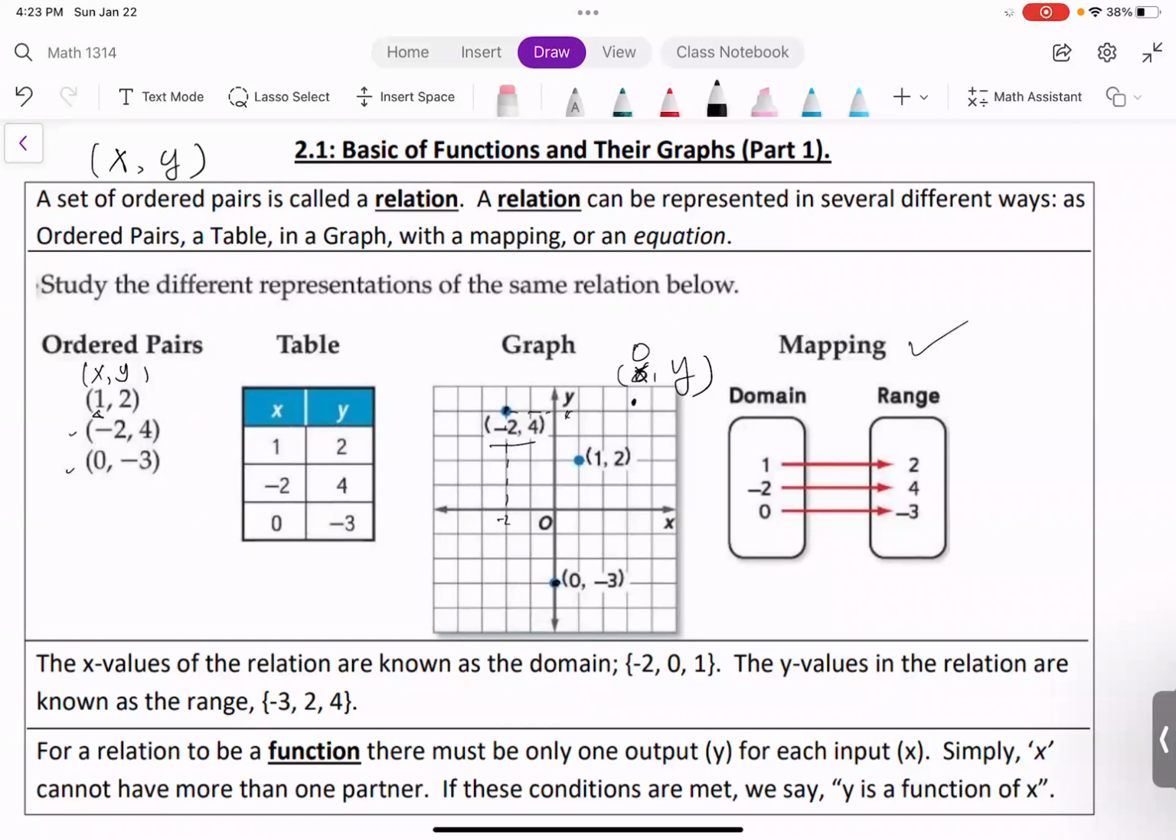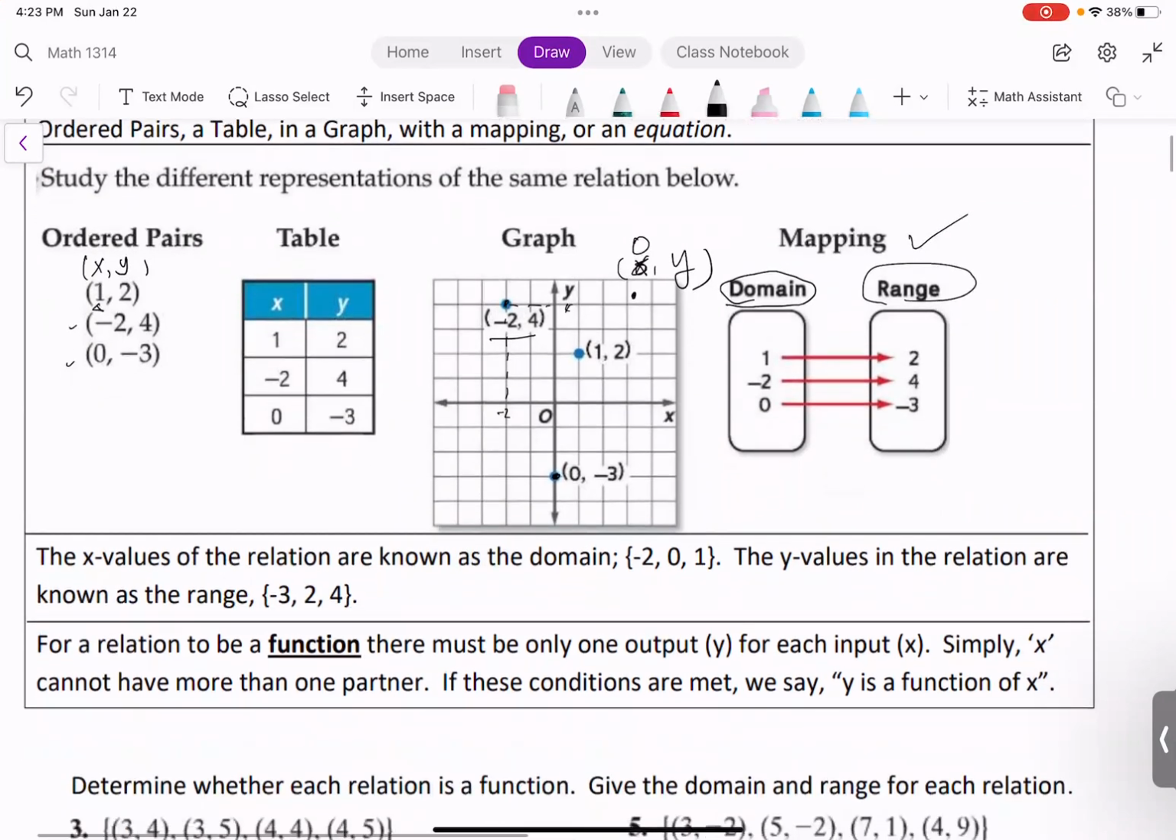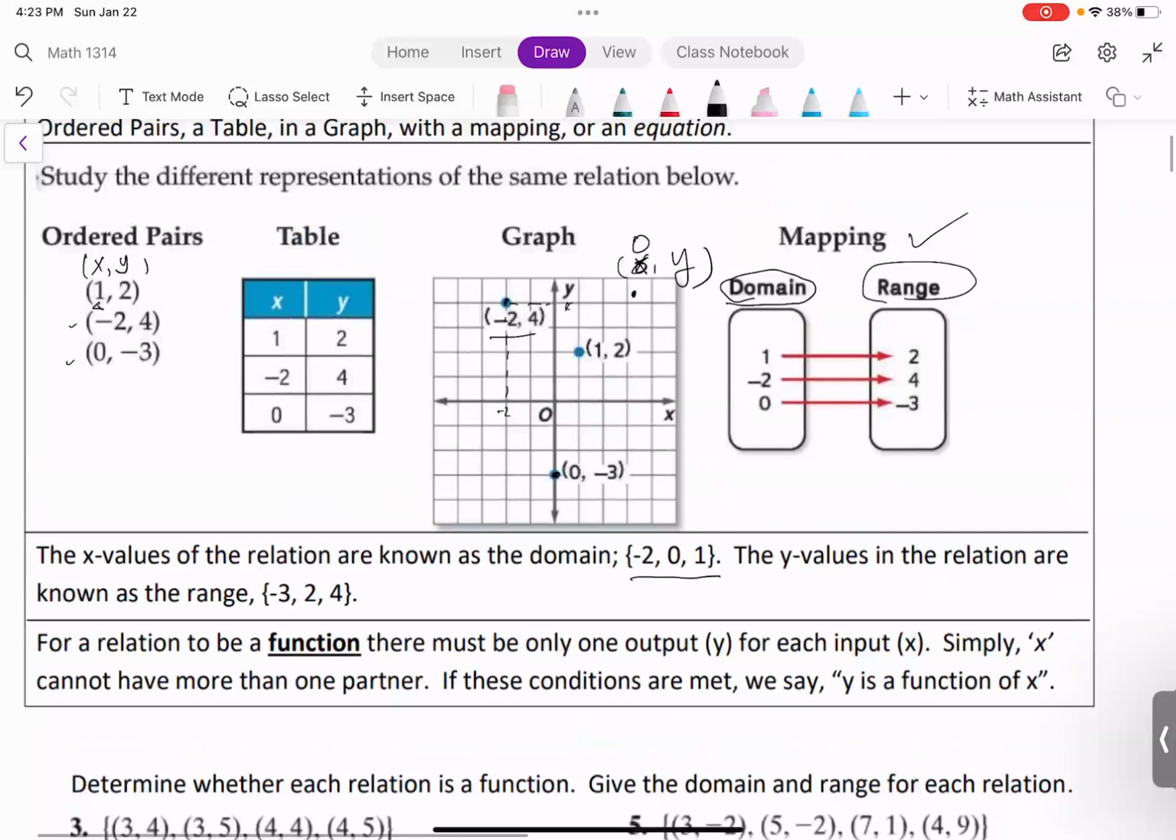So I can't say we don't have a value for the X. Next relation, we say mapping. In a mapping, we start from the domain. Domain means all X values, and the range means all Y values. So from the X to the Y, from domain to range, that's a projection. The X values of the relation are known as the domain. So the domain for the listed points, these are the points on the XY plane. All the X values are known as the domain. So the domain is 1, -2, 0.